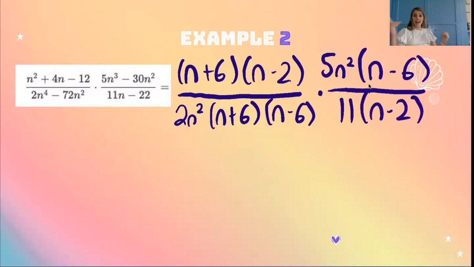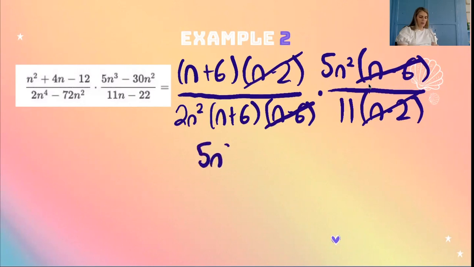Now I'm going to look diagonally to see what matches. So I have an n minus 6 on both sides that I can cross out. I have an n minus 2. So I'm looking for my cross multiplication first. I know you see the n plus 6, but we're going to wait. So now I'm going to multiply and see what I'm left with.